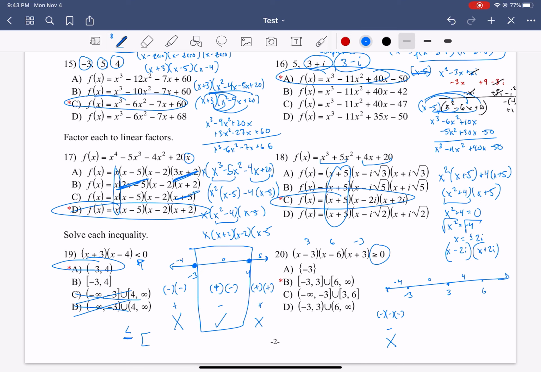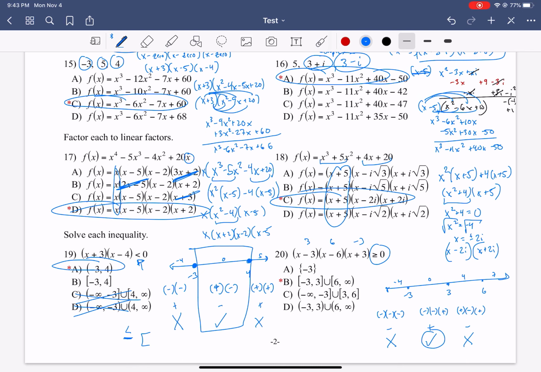At 0, 0 minus 3 is a negative, 0 minus 6 is a negative, and then 0 plus 3 is a positive. So of these three, we have 2 negatives and 1 positive. That would all multiply up to a positive, and that is in the solution set. Then 4 minus 3 is a positive, 4 minus 6 is a negative, and 4 plus 3 is a positive. Those would multiply up to a negative, and that's not in the solution set.